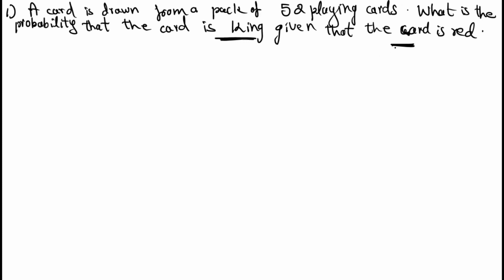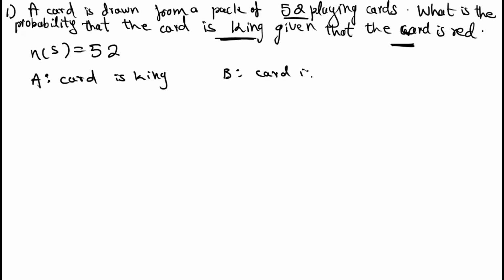That means one event already happened, right? We know what has occurred: the card is red. You need to calculate the probability that the card is a king. So n of S is equal to 52. A card is drawn from a pack of 52 cards, so 52C1 is equal to 52. Then take event A such that the card is a king, and take event B such that the card is red.